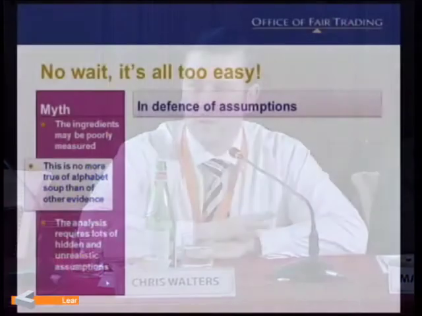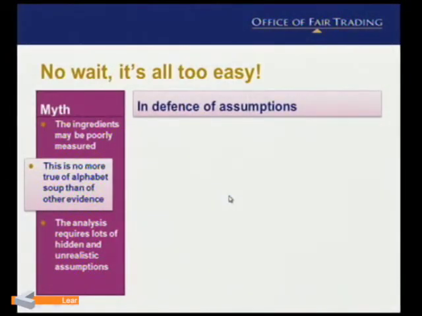So no, wait, it's all too easy. The argument here is, how can you possibly get good information about unilateral effects just by taking two things and multiplying them together? That's just too good to be true.